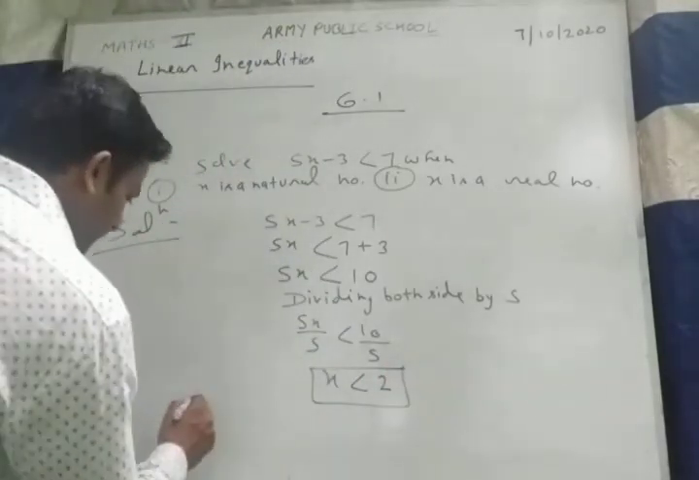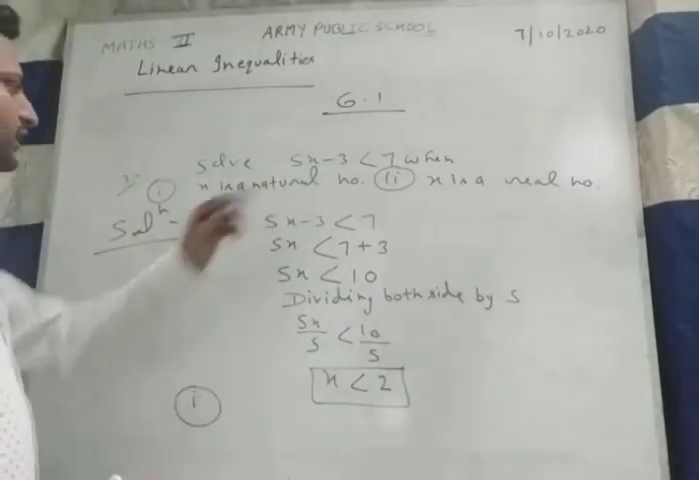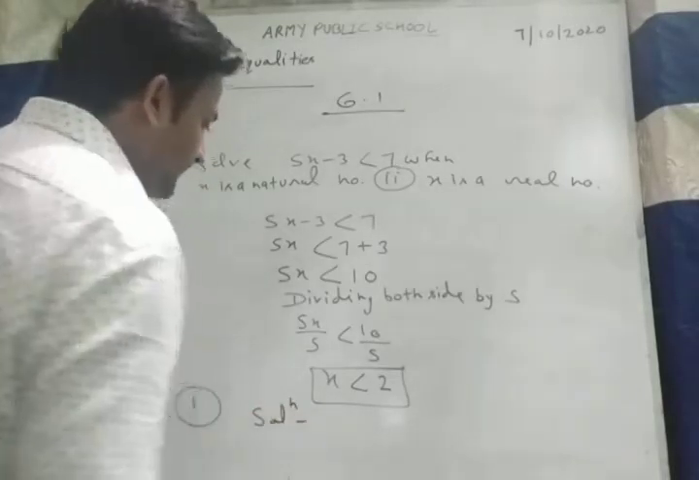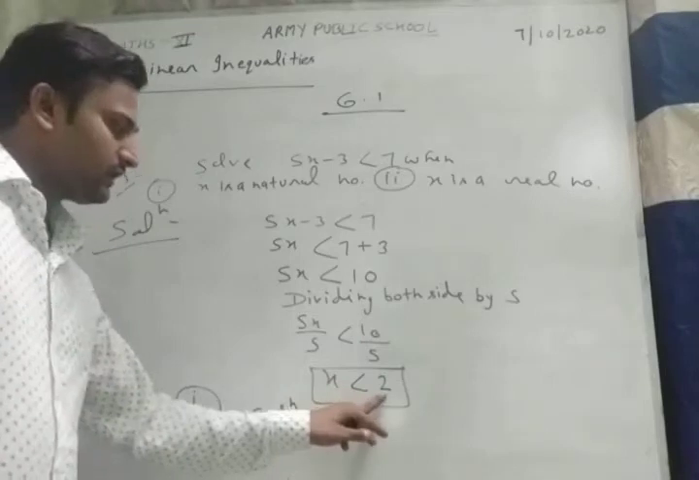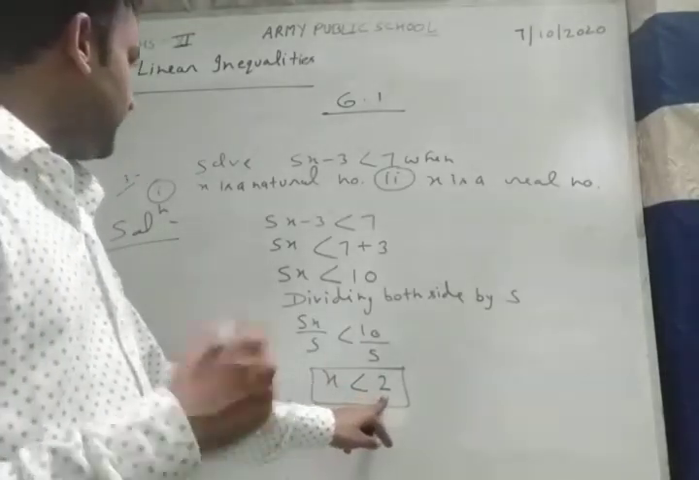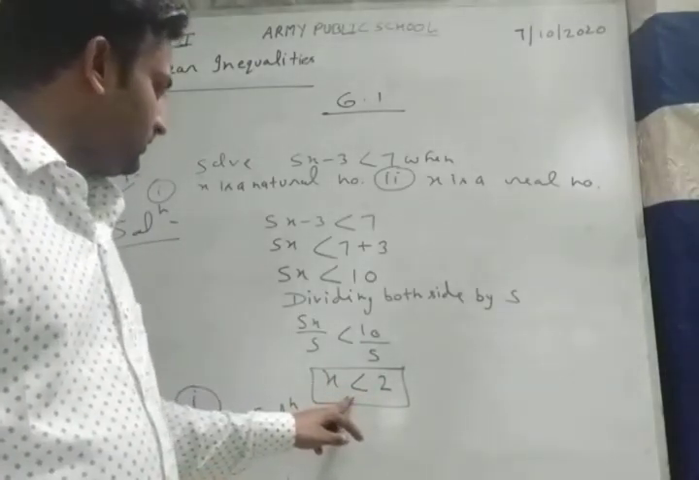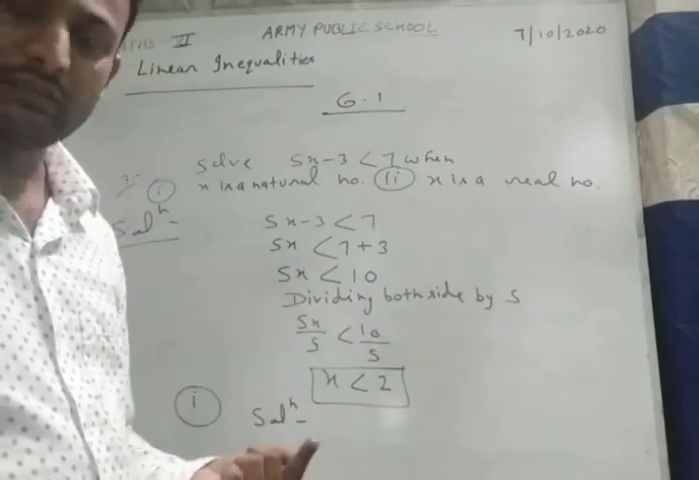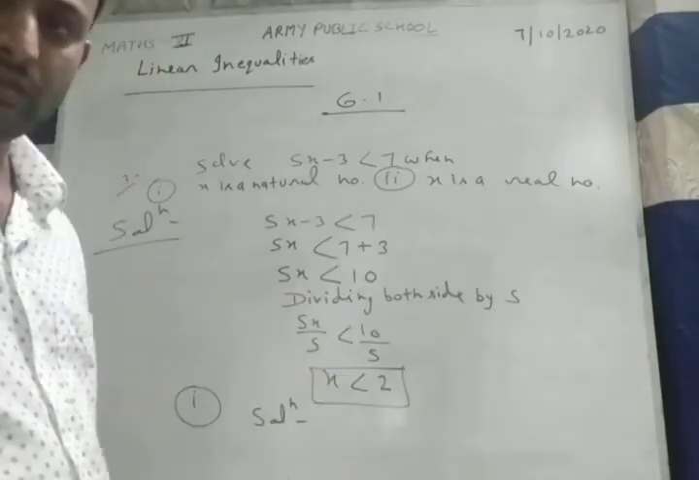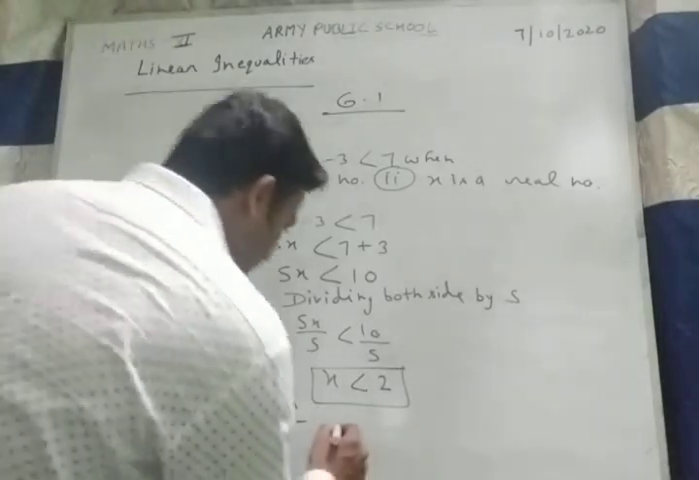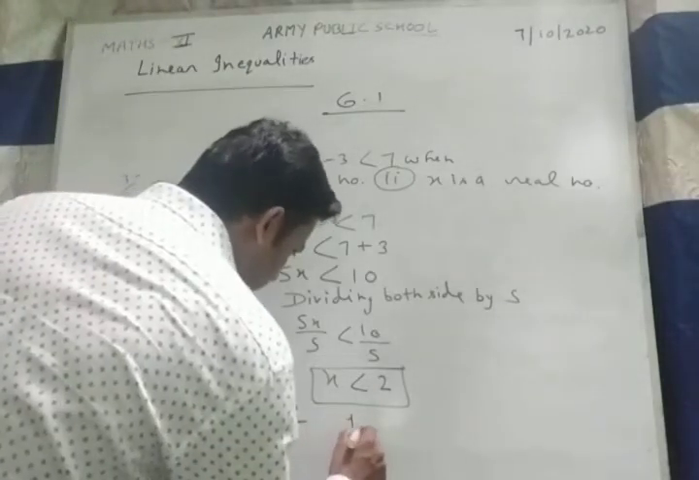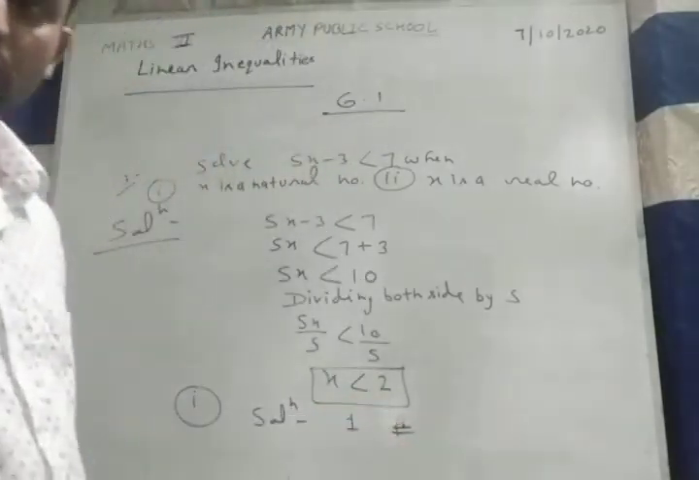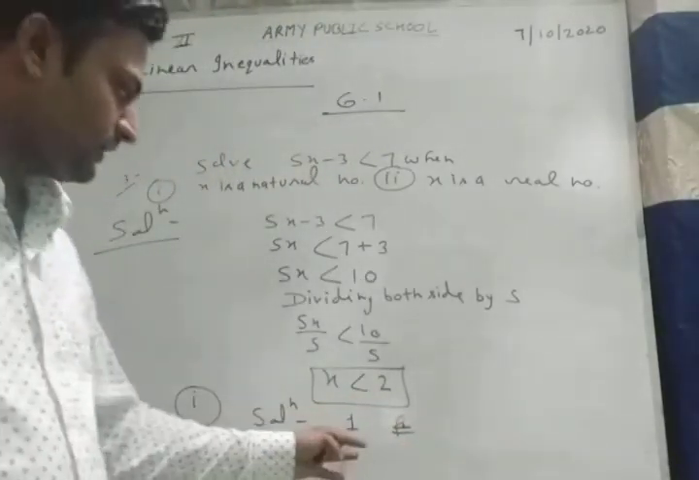So first question is, x is a natural number. So the solution will be, if x is a natural number, then we will write the natural number which is less than 2. So only one natural number is less than 2. So the solution will be 1. Because less than 2, only 1 is the natural number.